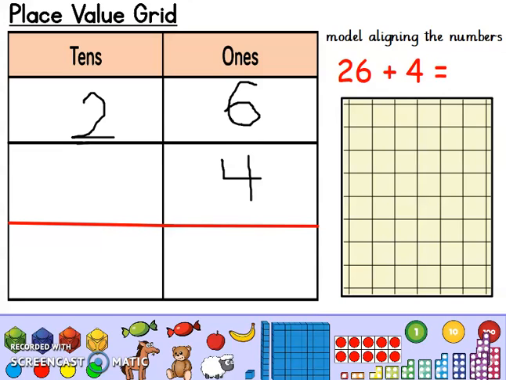I wonder what I could do to help me. Well, I could use my fingers because we are using numbers that are less than 10, aren't we? So let's all put 6 fingers and we'll take away 4. We'll put 4 fingers down. 1, 2, 3, 4. How many fingers are you left with? 2.